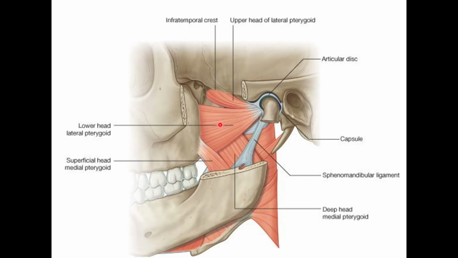So you can see here these are the muscles in this fossa which is shown. This is lateral pterygoid and this is medial pterygoid. Lateral pterygoid is this muscle, and below this lies the medial pterygoid. Fine. The ligament is also shown here, that is the sphenomandibular ligament.